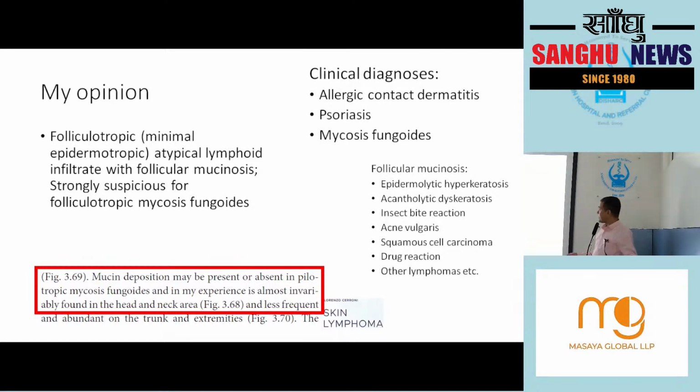I have dispatched this as folliculotropic, minimal epidermotropic. You cannot write this: typical lymphoid infiltrate with follicular. That is, the follicular mucin is an important feature. Strongly suspicious, I wrote. I can't make a definite diagnosis without IHC. Strongly suspicious for folliculotropic MF. And I searched the book also.